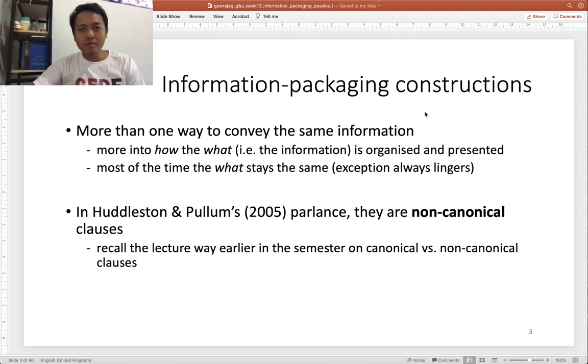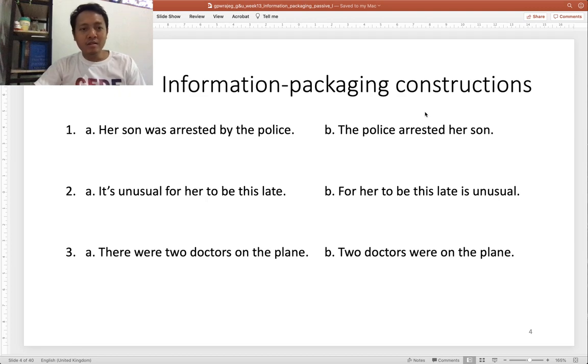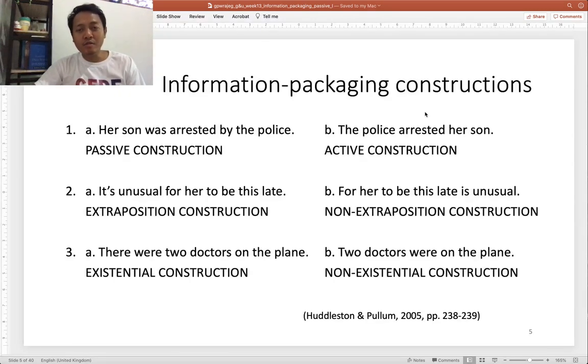If you remember from the earlier lectures, Huddleston and Pullum describe what we call non-canonical and canonical clauses, and these information packaging constructions exemplify the non-canonical clauses. Here are three examples of the three types of information packaging discussed in the book. The first one is the passive construction, 1A: Her son was arrested by the police. 2A is the extraposition construction: It's unusual for her to be delayed. 3A is the existential construction, such as: There were two doctors on the plane.